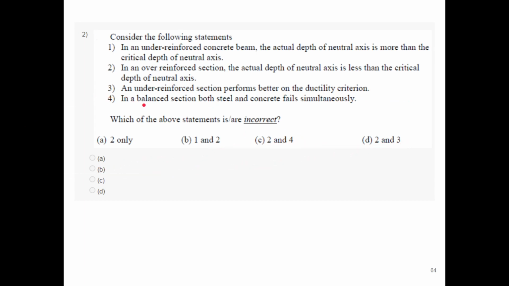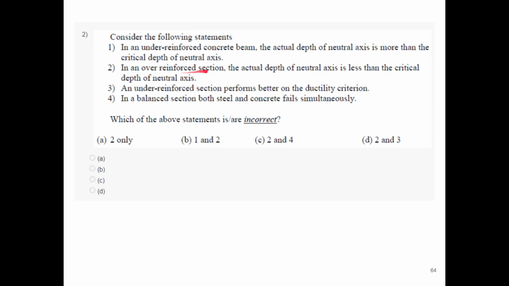In a balanced section, both steel and concrete fail simultaneously, so this is correct. Third statement: an under-reinforced section performs better on the ductility criterion. Yes, because steel is ductile and steel fails first, so it will perform better on ductility. So the third is also correct. In an over-reinforced section, the actual depth of neutral axis is less than the critical depth of neutral axis. So this is wrong. It is more.